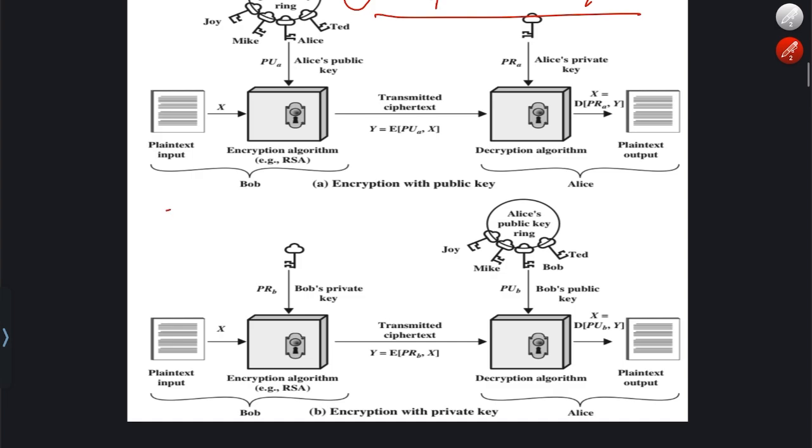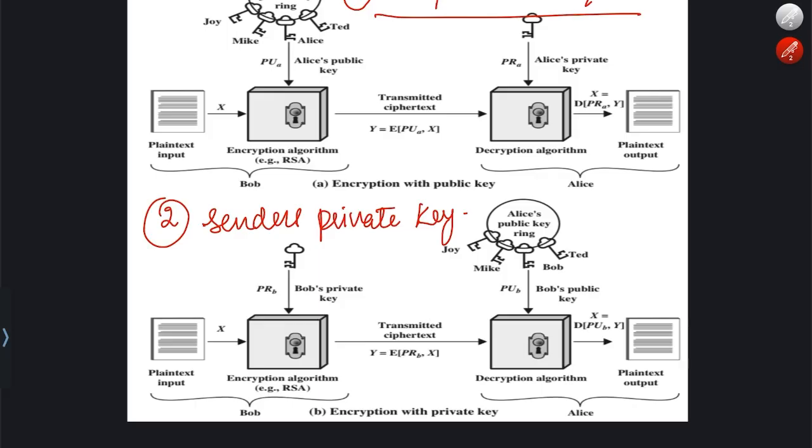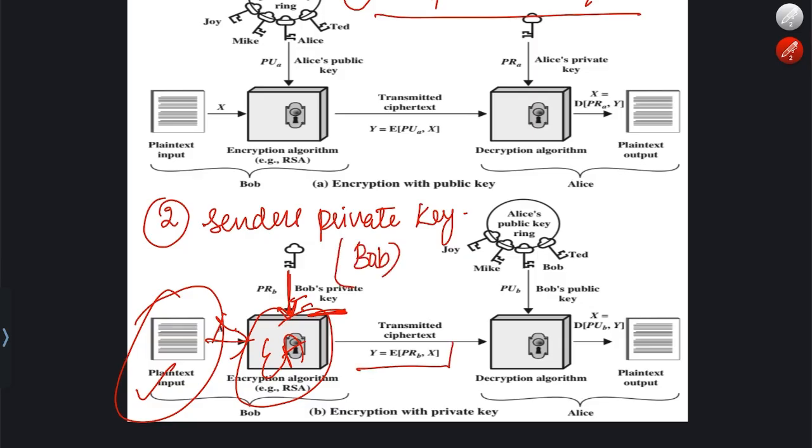Speaking of this figure, we'll be making use of the sender's private key. Here again I'll have Bob who has the plain text. He'll send it to the encryption algorithm. Here we'll be taking Bob's private key. So Bob's private key is taken and we find the cipher text. Y is equal to encryption of the private key of Bob along with the plain text. This is fed to the decryption algorithm.